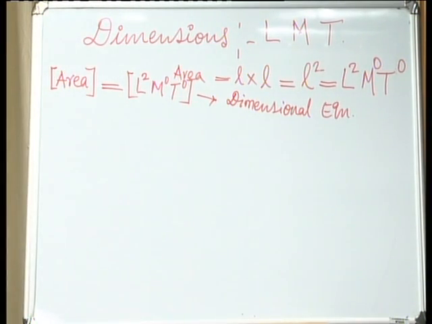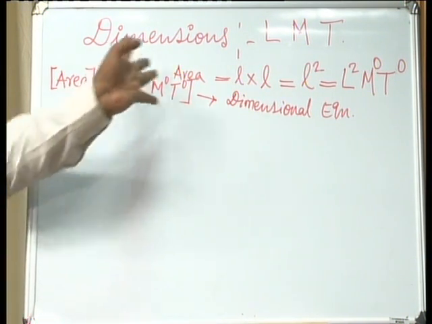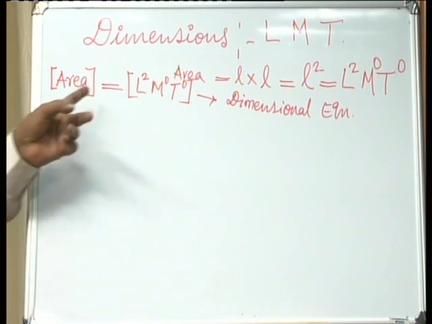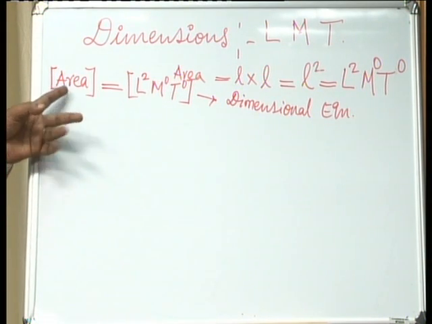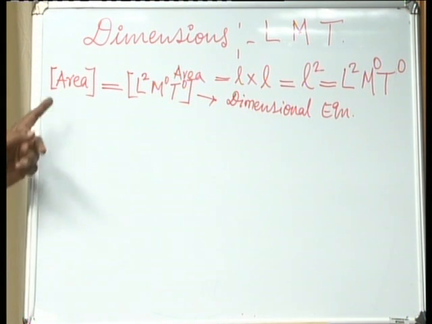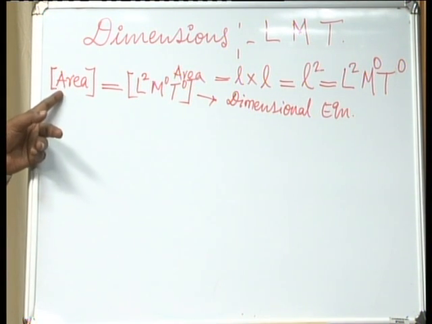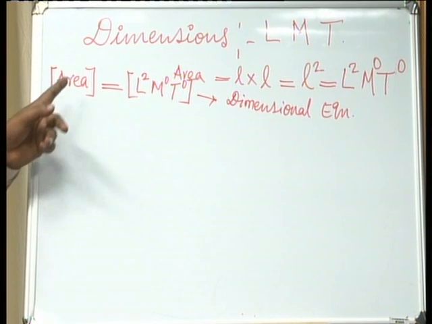Dimensional equation or dimensional formula. Now, how can you define this dimensional equation? The answer is, you just observe the LHS and observe the RHS. With respect to this example only, similarly all the examples follow this. LHS is area, so definitely it is a derived quantity.